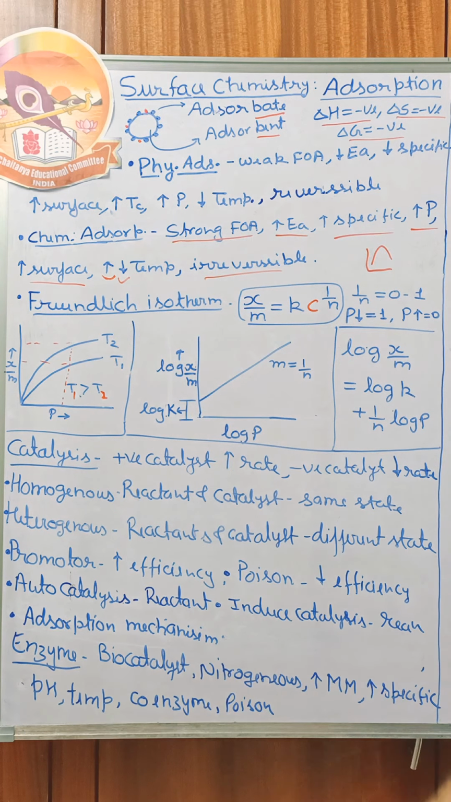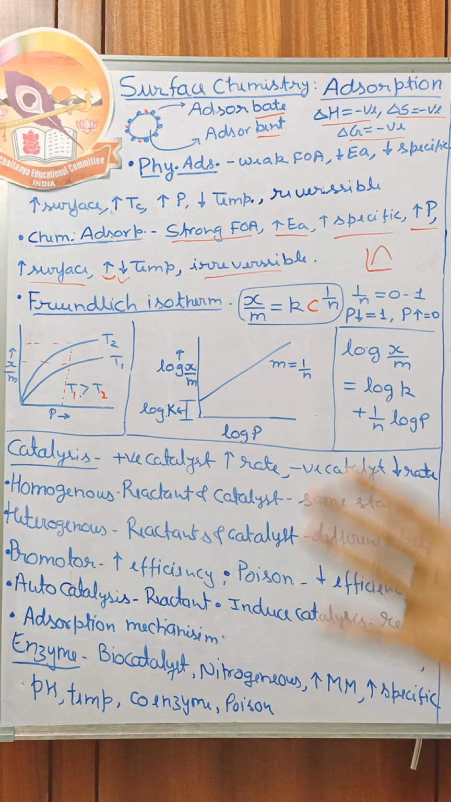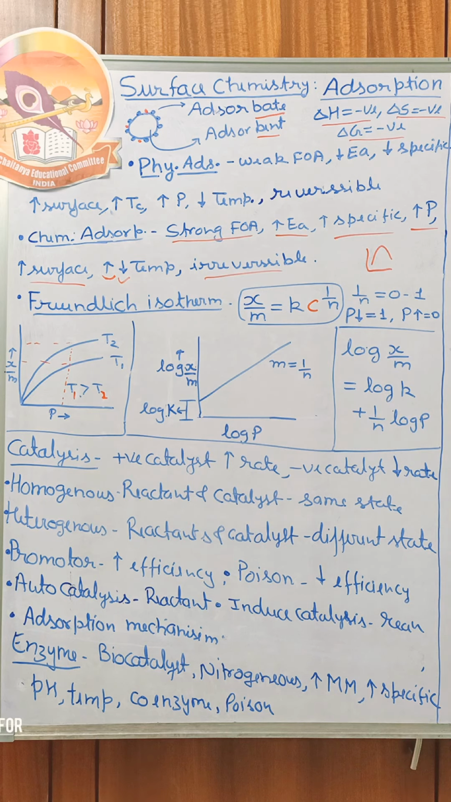Now enzymes are biocatalysts. These are nitrogen-containing organic compounds, proteins, with higher molecular mass, and highly specific. What is the meaning of highly specific? A particular enzyme will only work for a particular reaction. We cannot use the same enzyme for a different reaction. For example, for the inversion of sucrose, only invertase can be used. We cannot use any other enzyme.